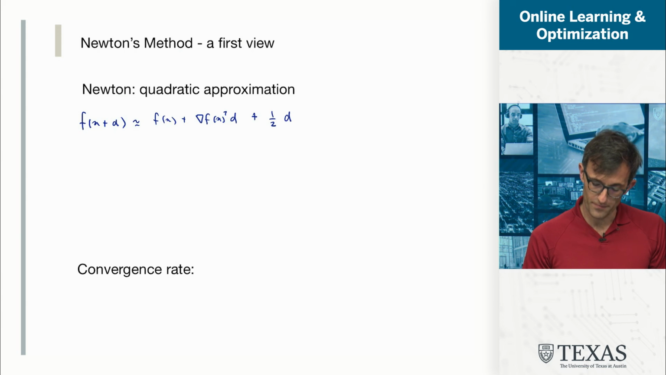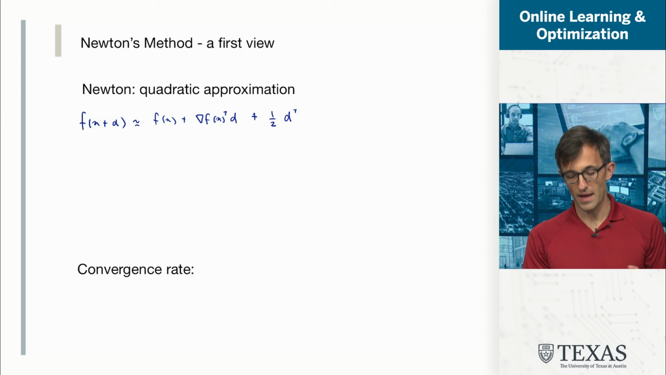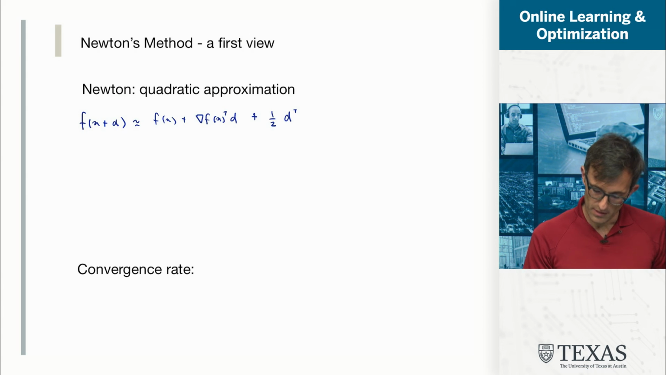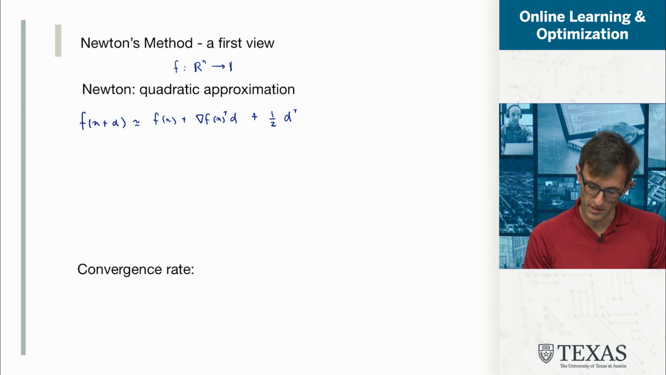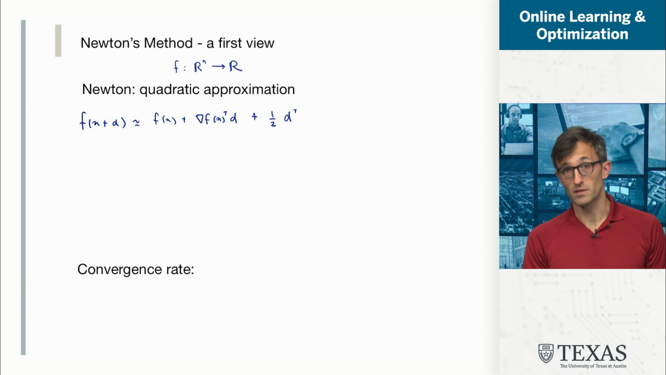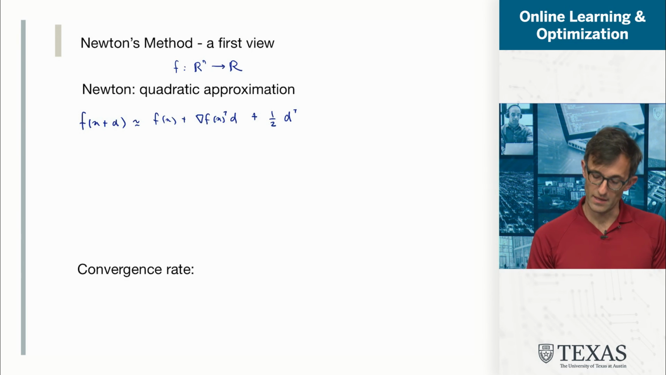That's 1/2 times d transpose, and what goes here is the second derivative. But f is a function from n variables to R. Sometimes we've used d variables, but I'm using d here for the dimension of the vector, so I don't want to overload it. And therefore that means that its derivative, its gradient, is going to be a vector in n dimensions, and therefore its second derivative is going to be a matrix that's n by n, and this is called the Hessian.